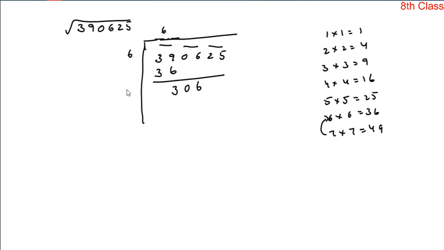Now we prepare the divisor. How do we prepare this divisor? Yes, double the quotient. First we double the quotient. Here what is the quotient? 6 is the quotient. Double it. 6 double is 12. Now you place one blank on the right side of 12. Now fill this blank with a digit. If you multiply the number formed with the digit by the same digit, the product should not be greater than 306.